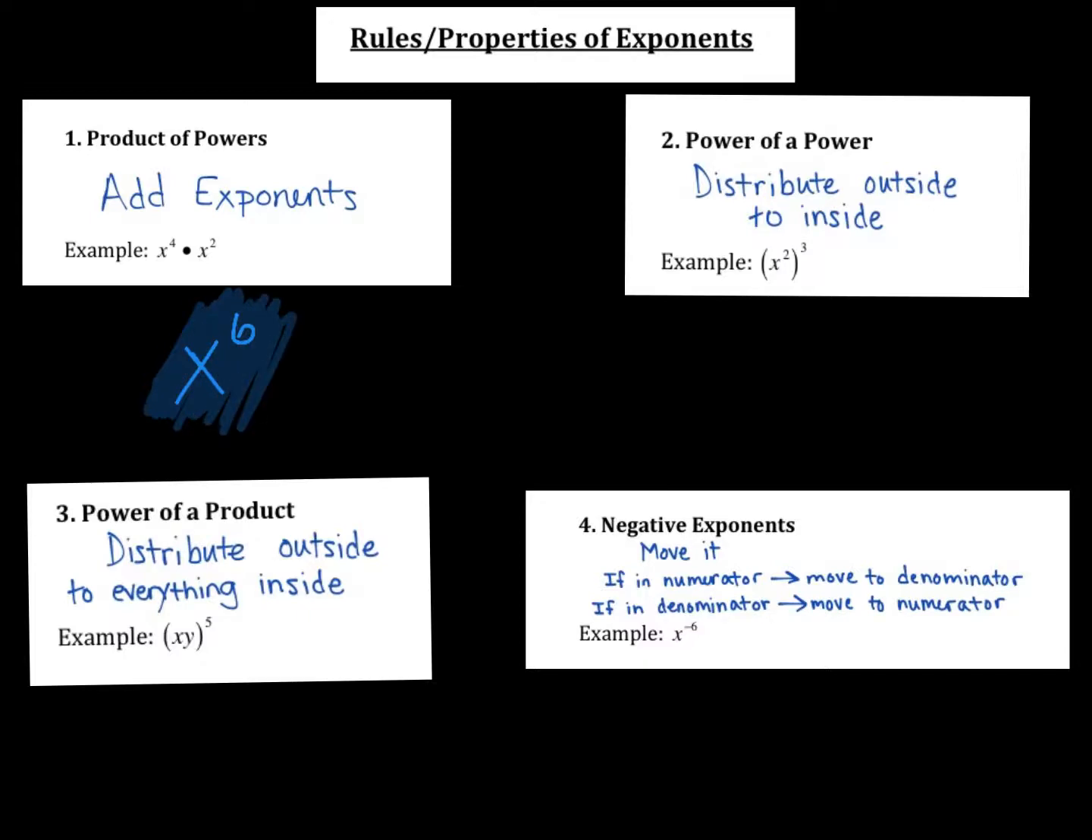Number 2 says, okay, what about power of a power? That means you have this x to the power of 2, and then you're raising it again on the outside to another power. When that's the case, you just distribute the outside value into the inside value. When you distribute, you're really multiplying, right? So this becomes, also coincidentally, x to the 6th.